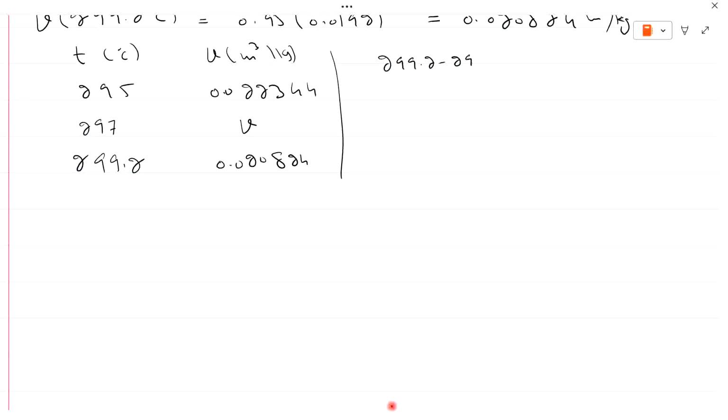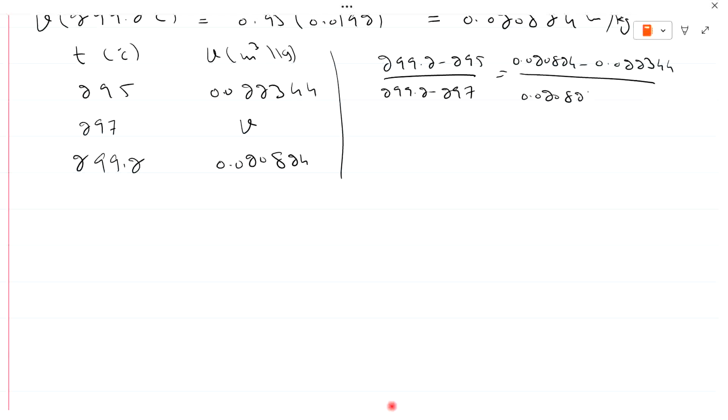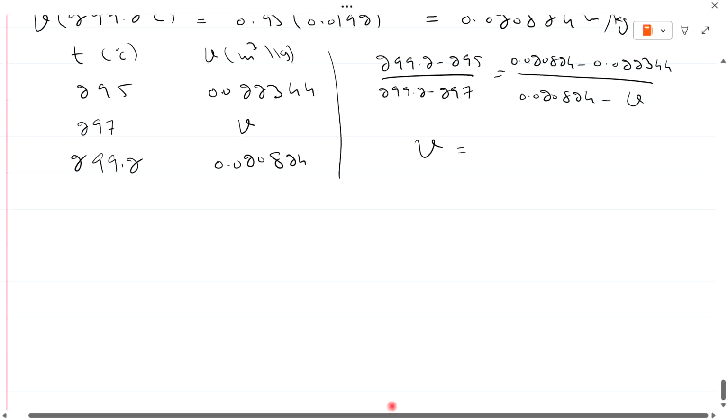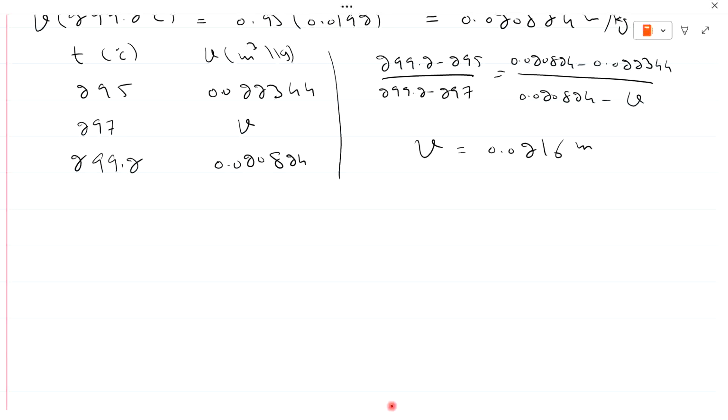299.2 minus 295 divided by third minus second, 299.2 minus 297, is equal to third minus first, 0.020824 minus 0.022344, divided by third minus second, 0.020824 minus V. So rearrange this equation and find V. The value of V is 0.0216 meter cube per kg.